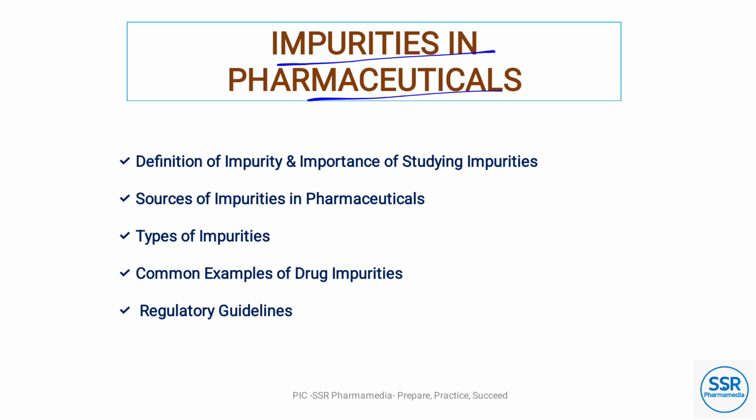Under this topic, we are going to cover the definition of impurities and the importance of studying impurities. Next, sources of impurities in pharmaceuticals. Next, types of impurities, common examples of drug impurities present in the active pharmaceutical ingredients, and regulatory guidelines. So these topics we are going to cover.